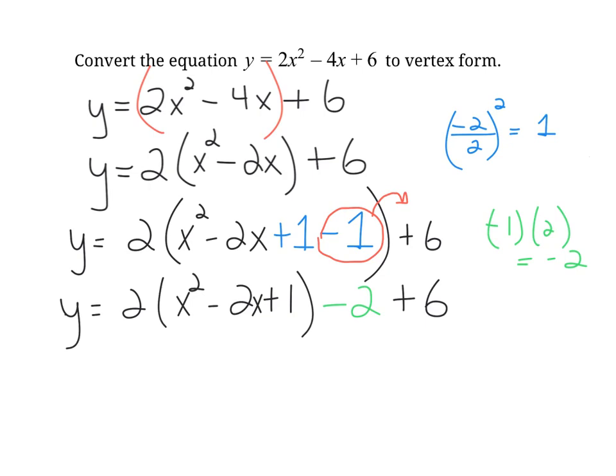Our next step is to collect like terms. So we're referring to the two terms that are at the end or the back end of the equation. So -2 plus 6 is a +4. So we're going to again recopy everything else. And then on the end, we now have a +4.